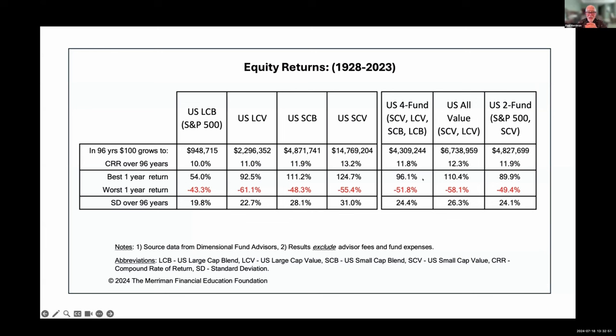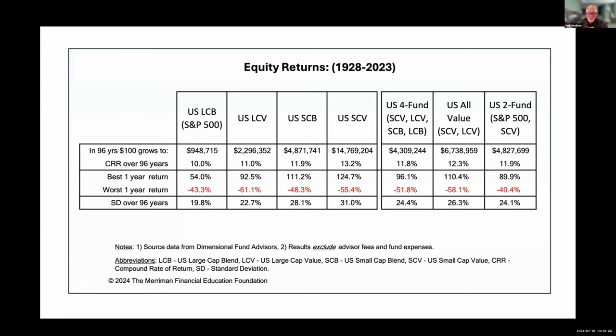The volatility was higher. And here, what Daryl has produced with that data is, what would you have had if you had half of your money in small value and half of your money in large value? And that compound rate of return is 12.3. And if you had half of the money in the S&P 500 and half of the money in small cap value, it turned the $100 into over $4.8 million. A huge advantage over the S&P 500. So my belief was that this information was going to give people a good sense of the premium.